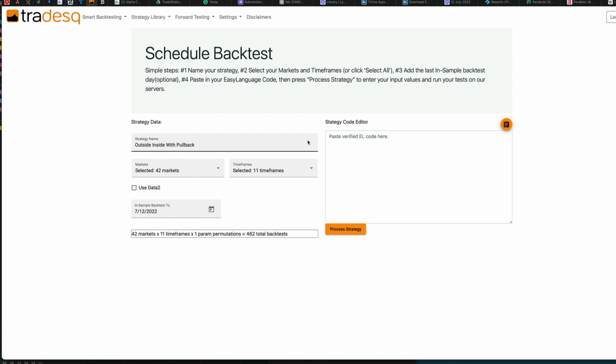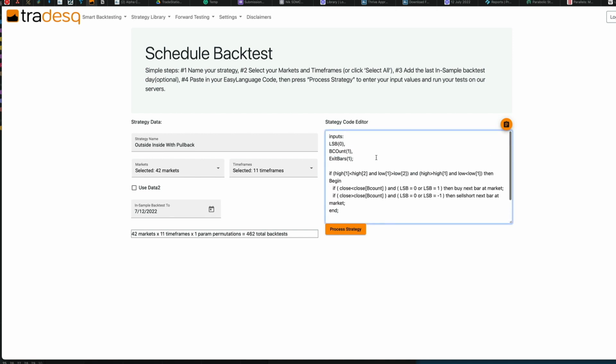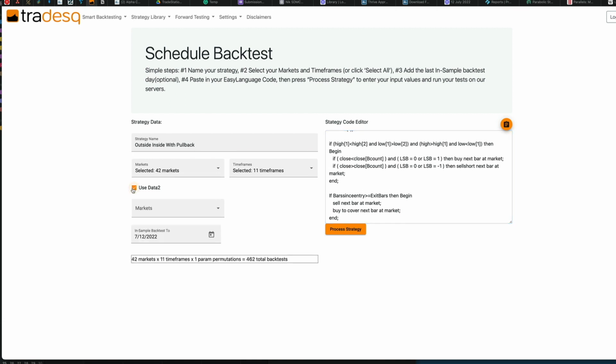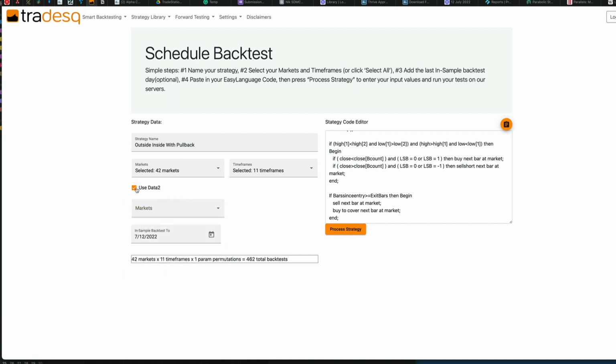So the next thing I want to do is put in the EasyLanguage code. And you can see here there's a box to paste your EasyLanguage code into. All right, just cut and pasted the EasyLanguage code. We also have an option here to select this for data 2. If you have EasyLanguage code that's using data 2, you could choose then which market. So for example, you could have VIX on data 2 as an additional data stream, or just simply another market. Don't have that for this one, so we're going to ignore it.